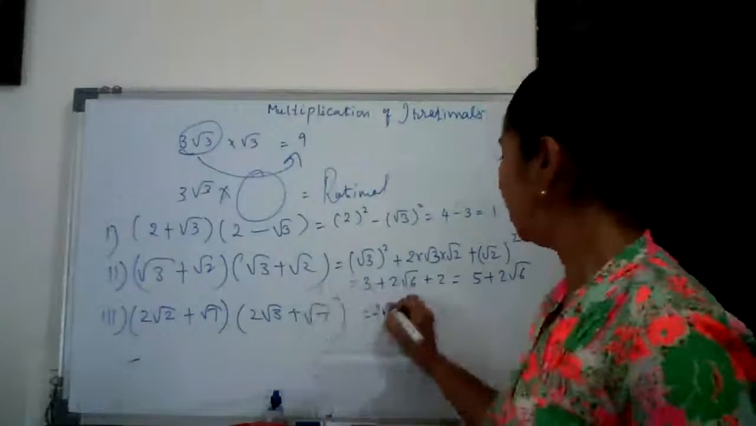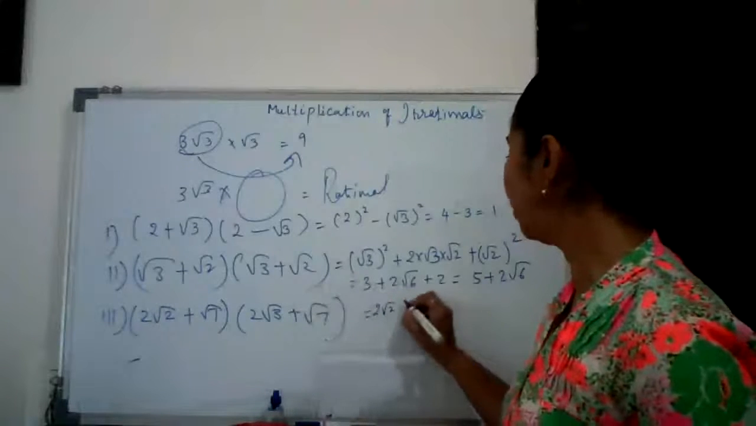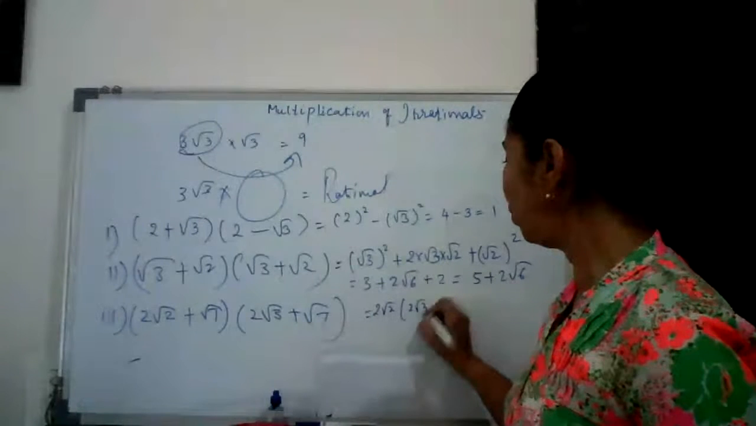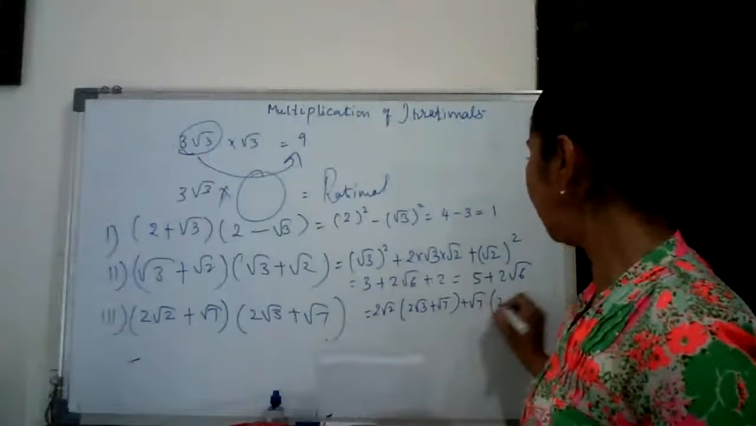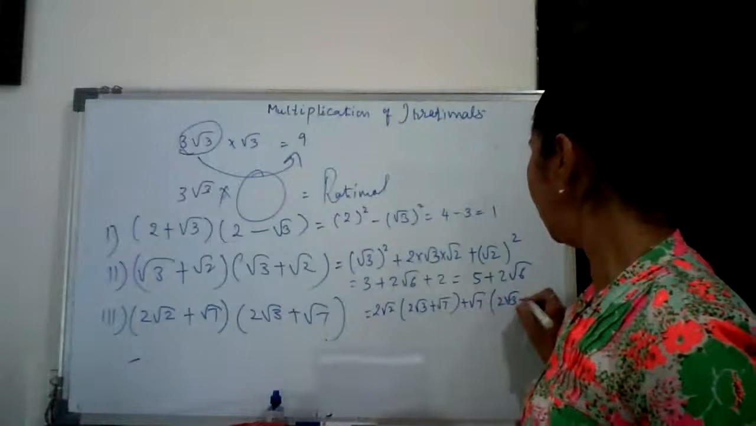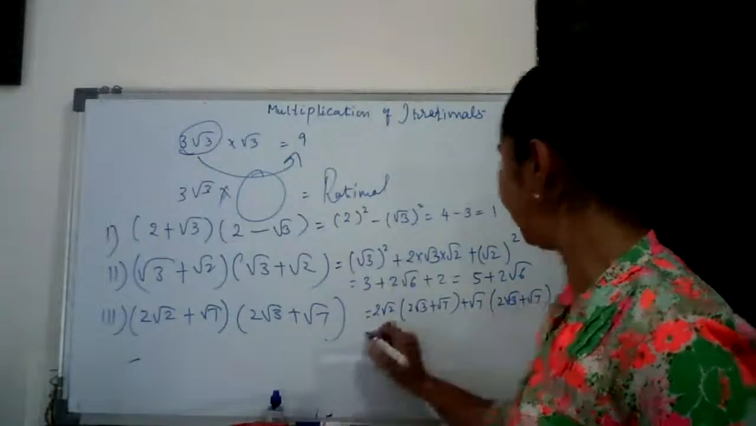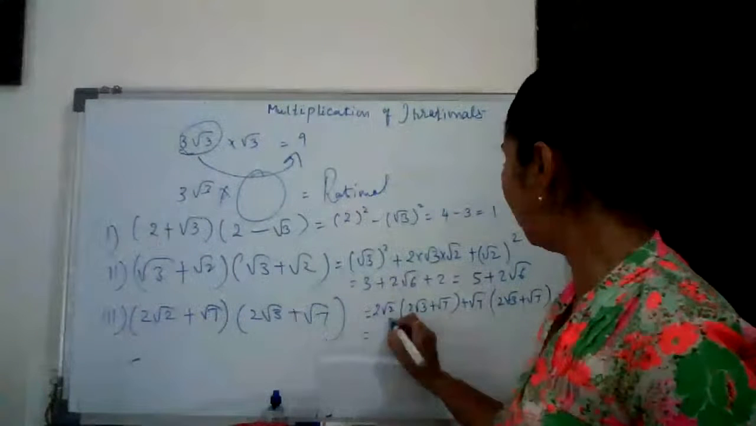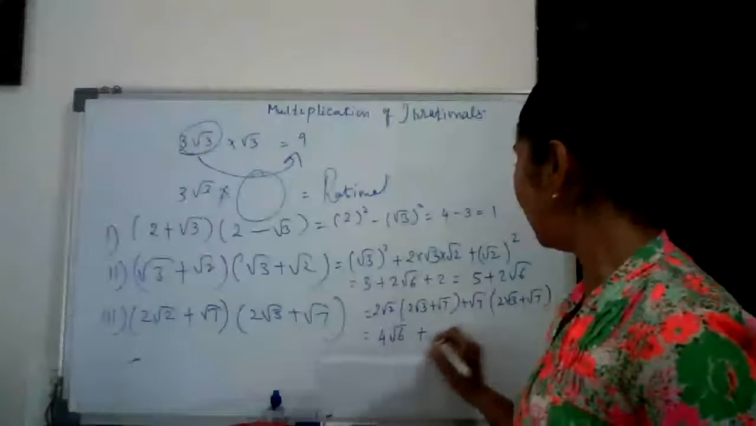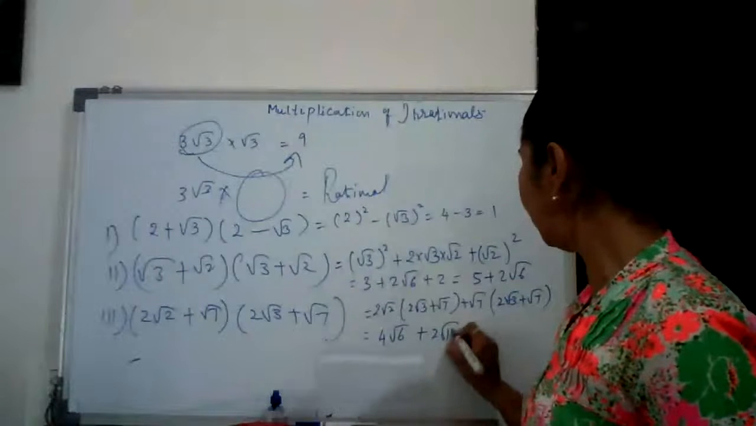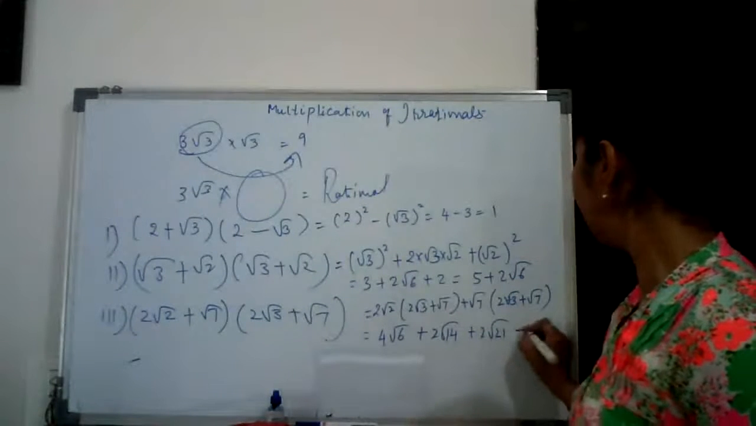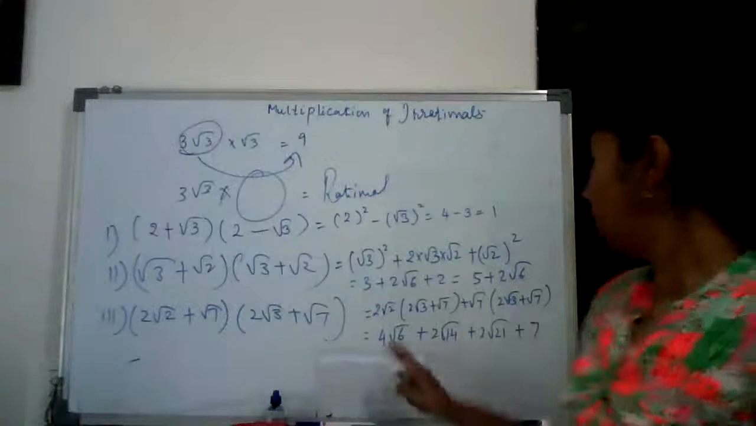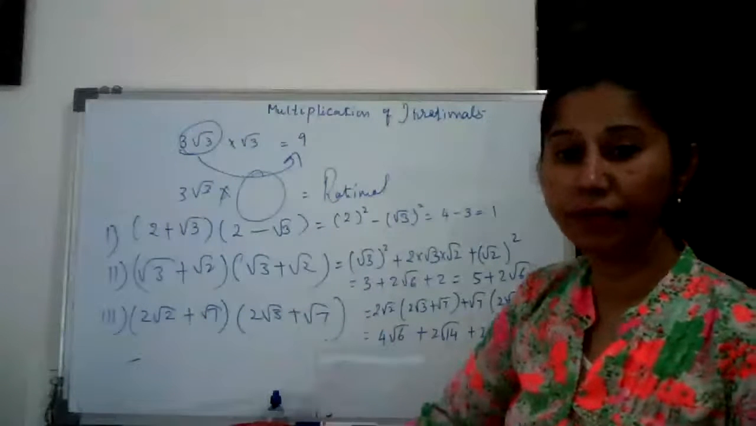Here, simply opening the bracket, so 2 root 2 multiplied by 2 root 3 plus root 7, and root 7 multiplied by 2 root 3 plus root 7. So 2 2s are 4 root 6 plus 2 root 14, root 21 plus 7. Okay, could you solve this further?